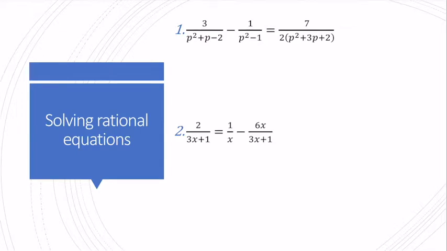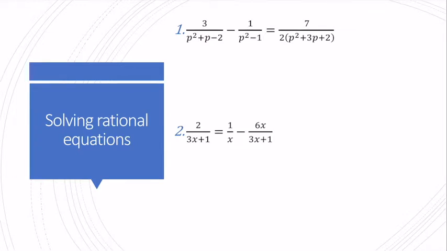So we're going to do 2 more examples before this section ends. So let's take a look at 3 over p squared plus p minus 2 minus 1 over p squared minus 1 equals 7 over 2 times p squared plus 3p plus 2.